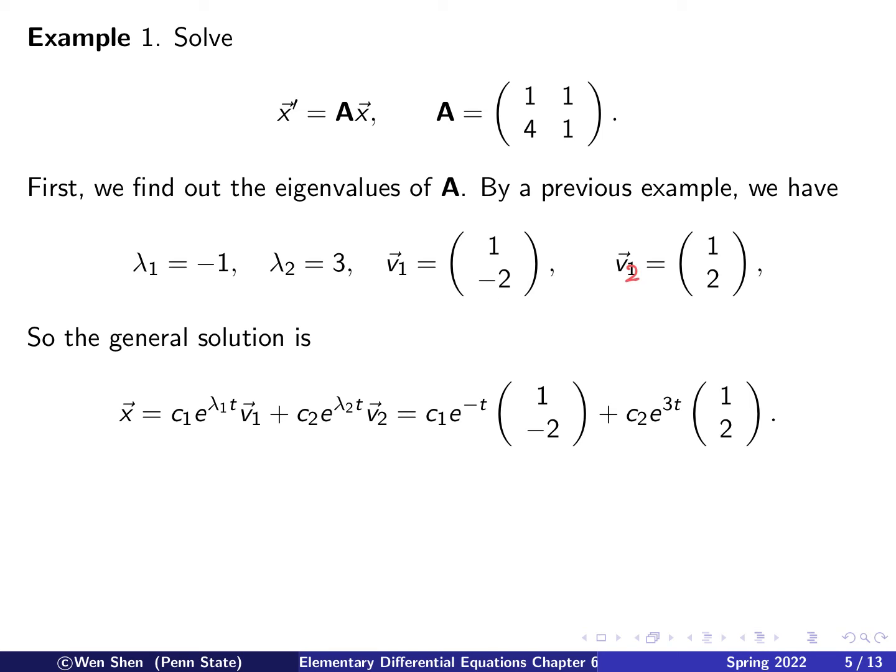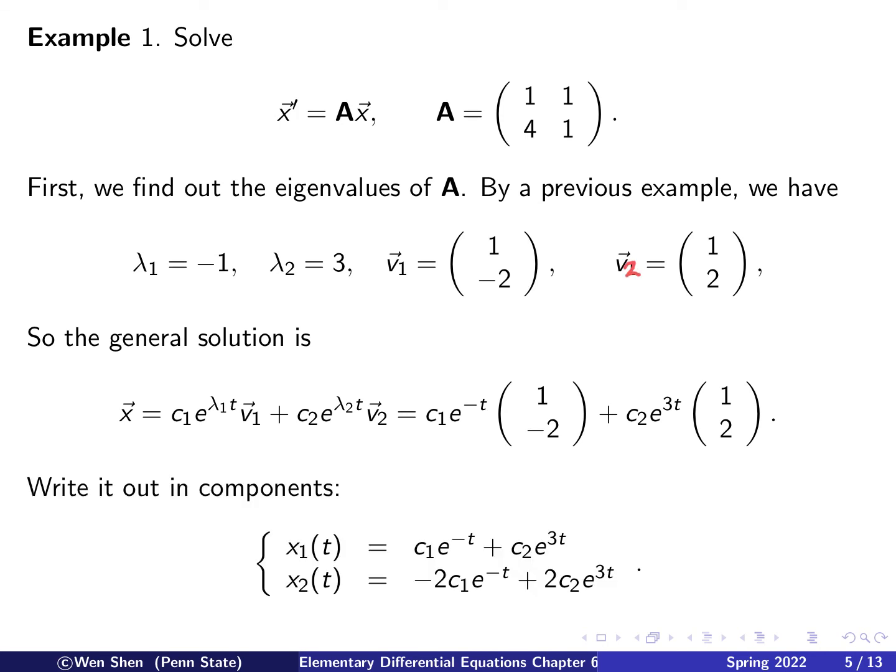We can put in the values of lambda 1, lambda 2, and v1, v2, and have the following: c1 times e to the -t times the vector (1, -2), plus c2 times e to the 3t times v2, which is this one.